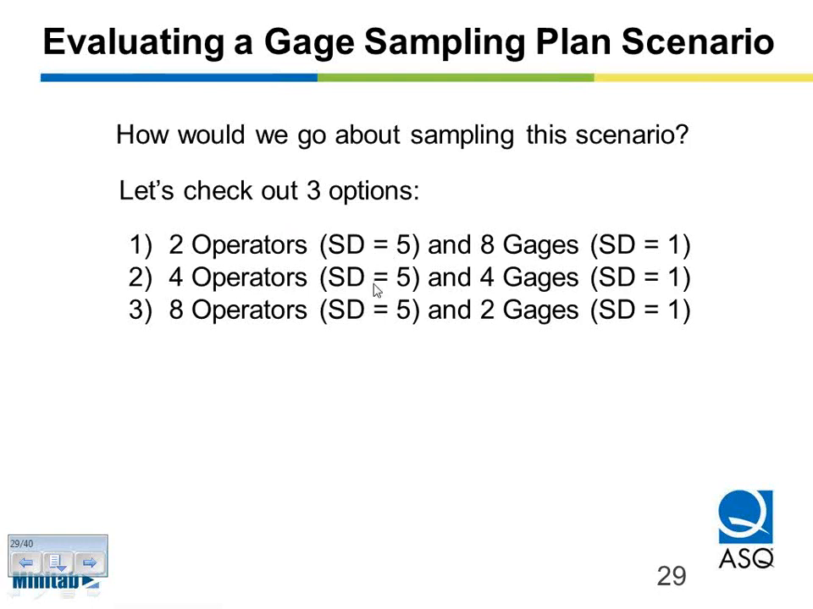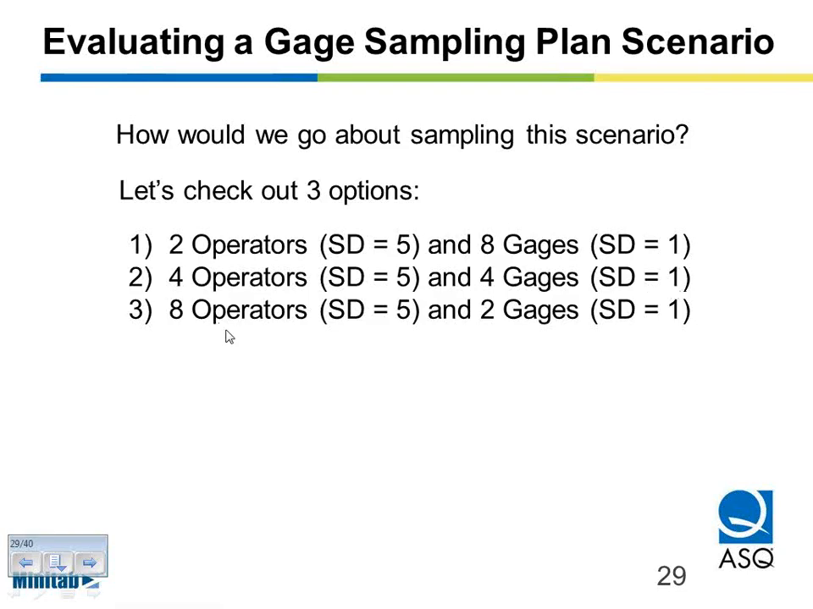The second sampling plan shoots for the middle. We'll have 4 operators for the high standard deviation component, 4 samples for the low component of variation, and we'll just see what happens when we shoot for the middle.